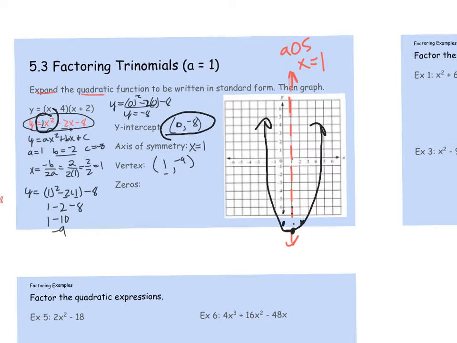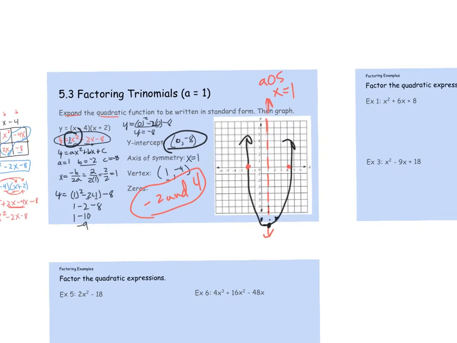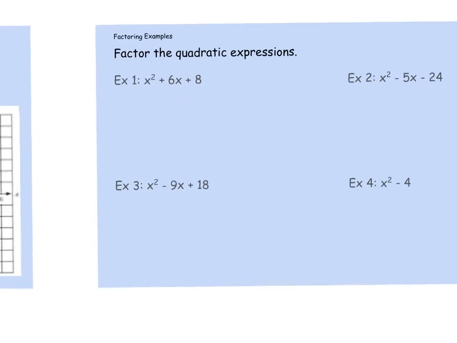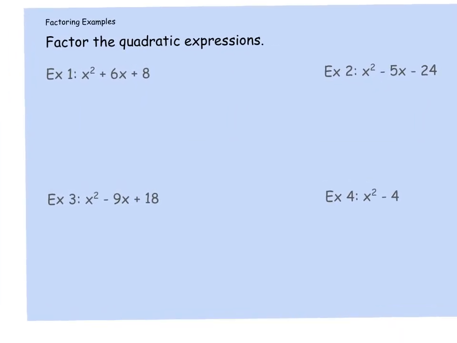If you graph this on Desmos, I didn't do a very good job graphing this. You can see that your zeros are where it crosses the x-axis. It's actually positive 4 and negative 2. And that's how I'd probably find the zeros, just using Desmos. It's just where it crosses the x-axis. Okay? All right. So now we're going to get into factoring.